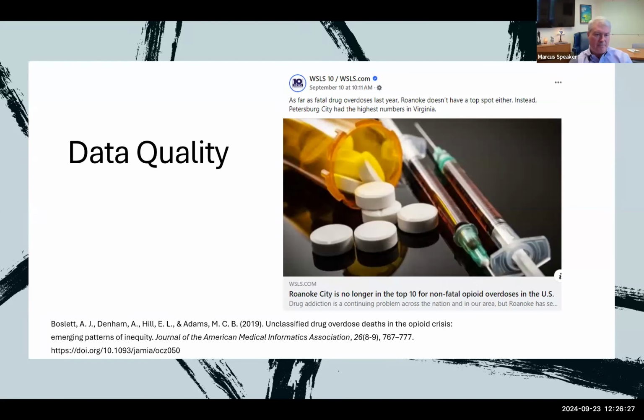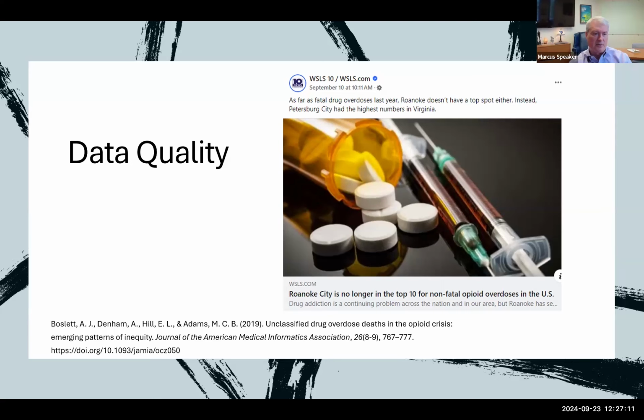Another example of some studies that I took a look at. Again, this comes from the Journal of the American Medical Informatics Association. I was reminded back in September, they had this announcement where Roanoke City is no longer in the top 10 for non-fatal opioid overdoses in the US, and how we've done an incredible job here in Roanoke around our opioid pieces.